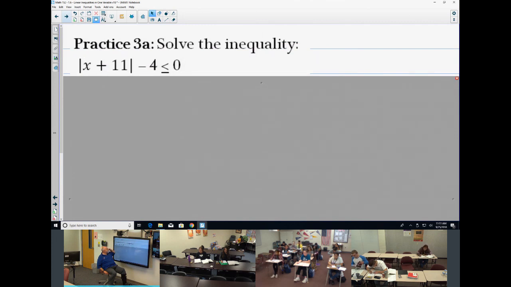Okay, so in this practice problem, we want to solve the inequality. So there's one extra step that you have to do here. Before you break it into a compound inequality, you have to get the absolute value part by itself. So the first thing you have to do is add 4 to each side. Okay? Then rewrite it as a compound inequality. Okay? So go ahead and try that one, please.